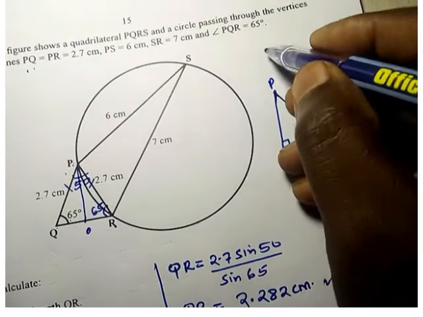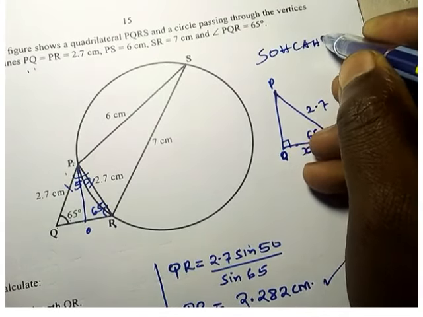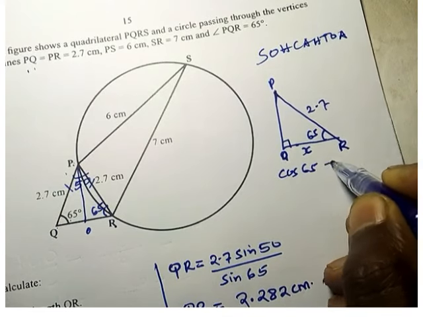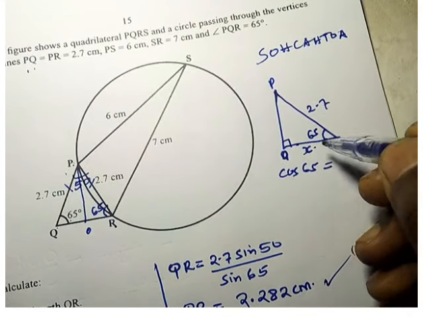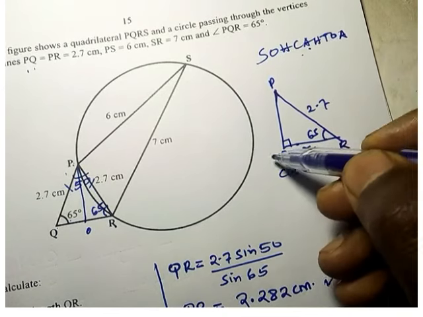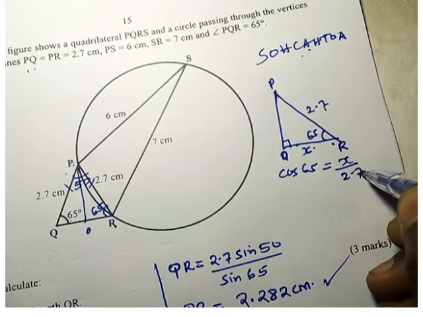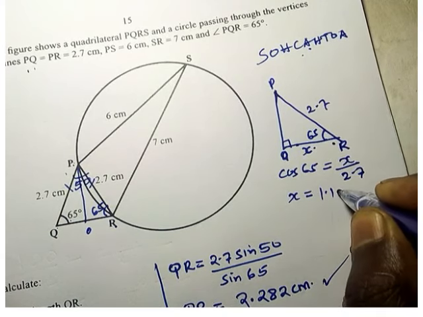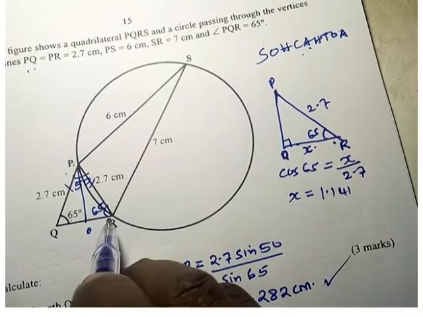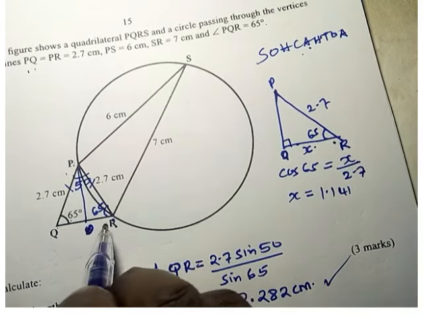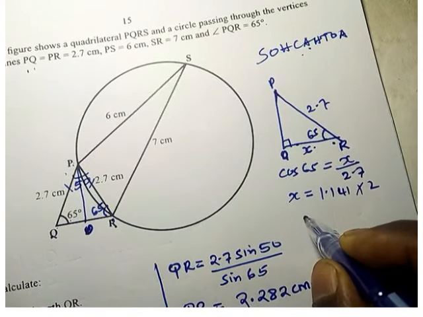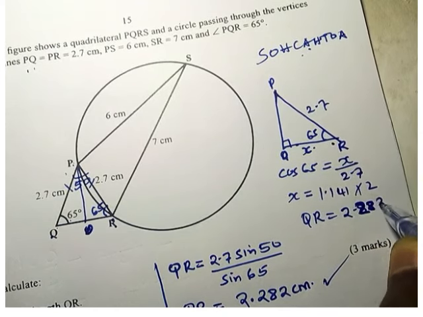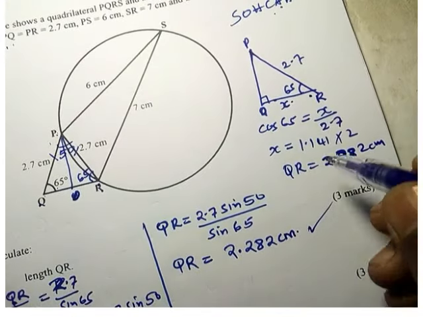So you use cos 65 is equal to x divided by 2.7, because cos is adjacent over hypotenuse, which is 2.7. So you are going to get that x is equal to 1.141. But that one is from here up to the center here, O. We want from here up to here, so you multiply by 2. So QR again is equal to 2.282 centimeters. You can as well use this one or this.